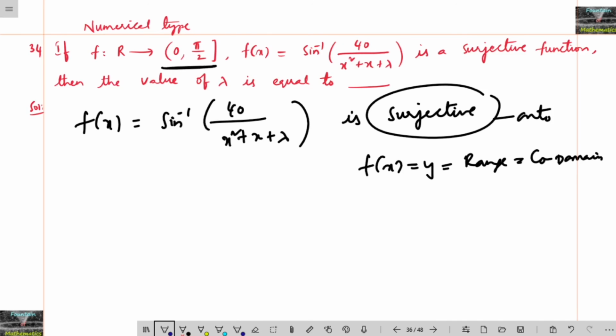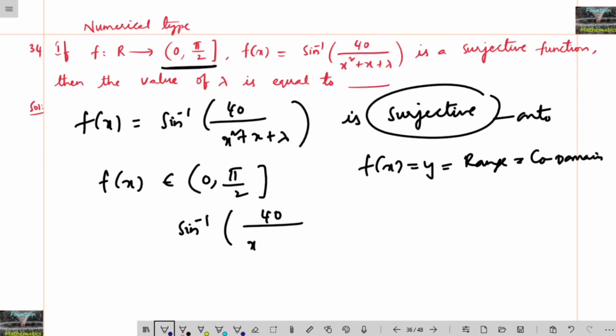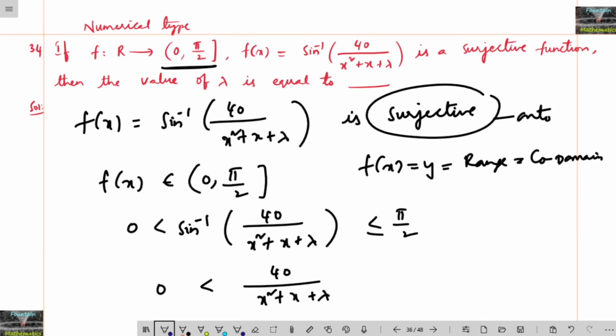So what is the codomain here? 0 to pi by 2. Therefore the range f of x belongs to 0 to pi by 2. This is what we need to remember. And hence we can say sine inverse of 40 upon x square plus x plus lambda lies between 0 and pi by 2, including pi by 2. Or else we can write sine 0 is less than 40 upon x square plus x plus lambda, which is less than or equal to sine 90, which is 1.